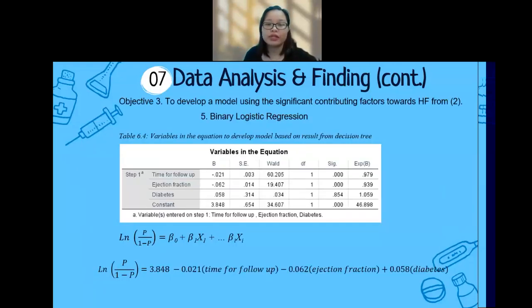And for the binary logistic regression, we can develop a model that consists of the most significant factors resulting from the decision tree earlier. So the developed model is ln(p/(1-p)) = 3.848 - 0.021 times the time for follow-up, minus 0.062 times the ejection fraction, and plus 0.058 times the diabetes.